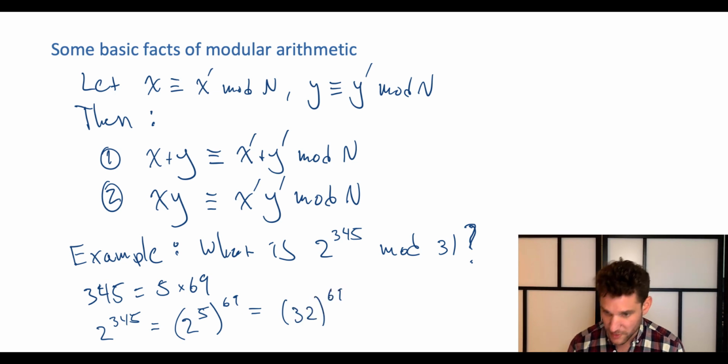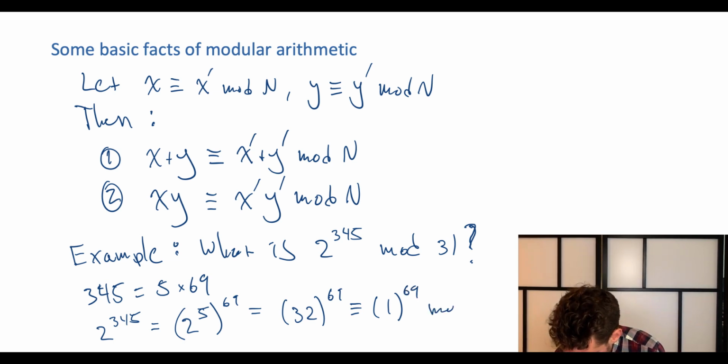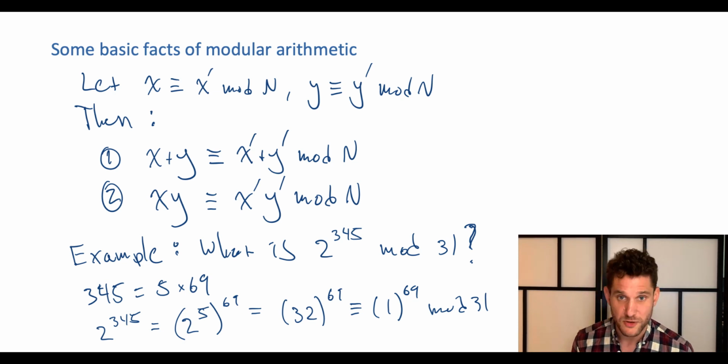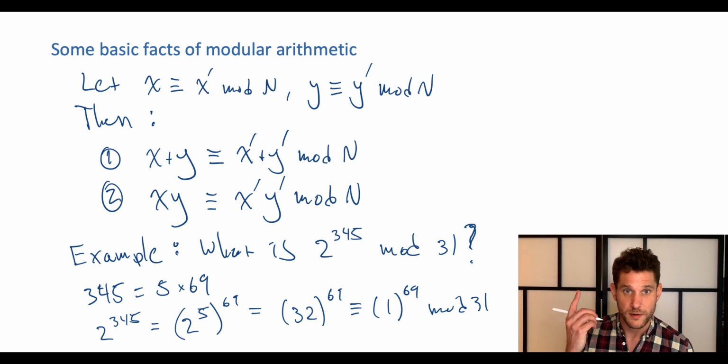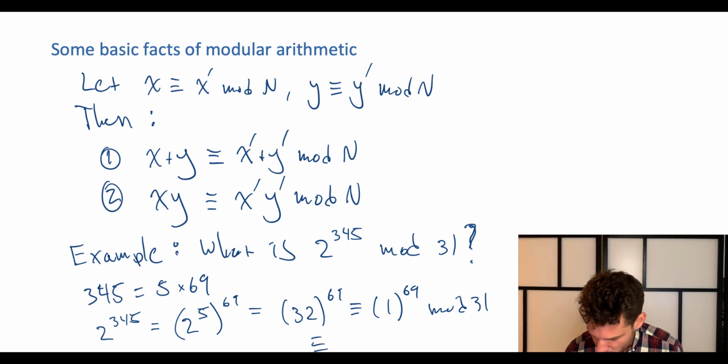But what is 32 mod 31? This is congruent to 1 to the 69 modulo 31. Why is that true? Because 32 mod 31 is just 1. So now I can simply write that 32 to the 69 is congruent to 1 to the 69. But of course, 1 to the 69 is easy to compute. It is just equal to 1, and that is congruent to 1 mod 31.